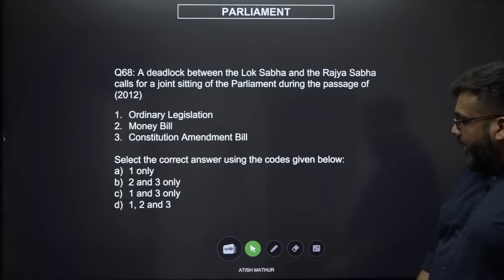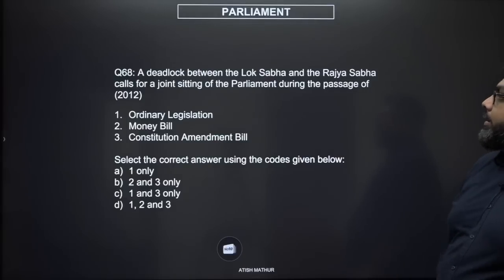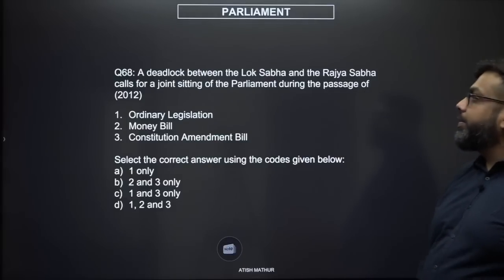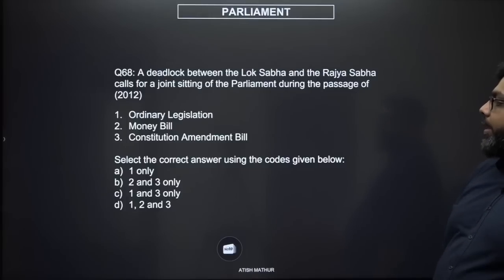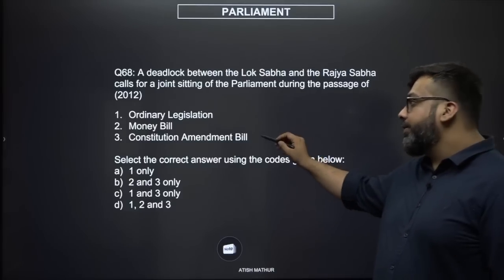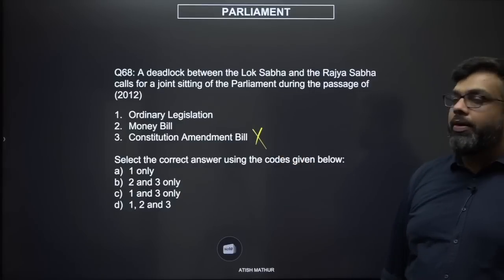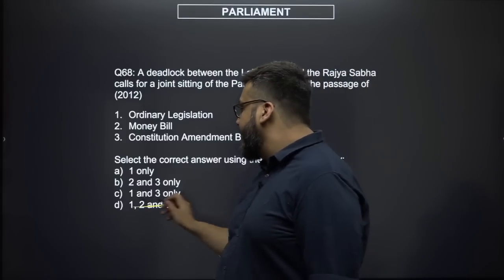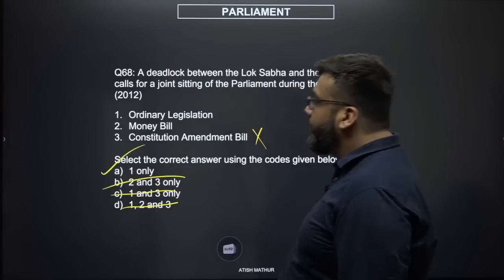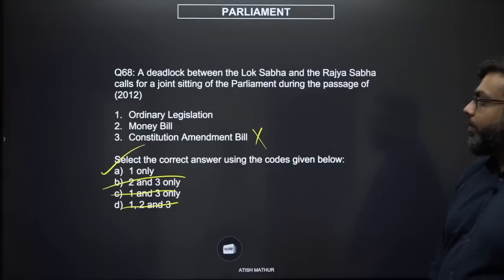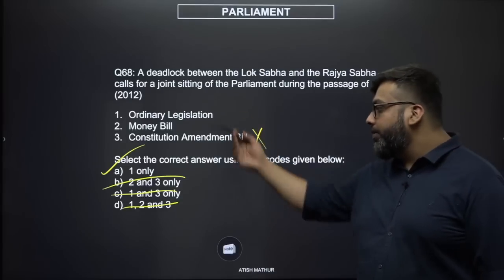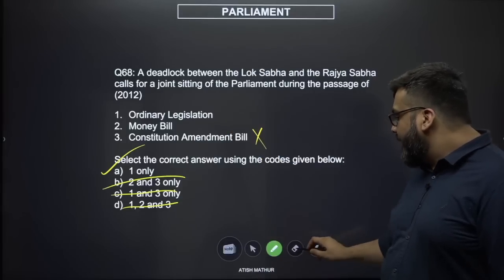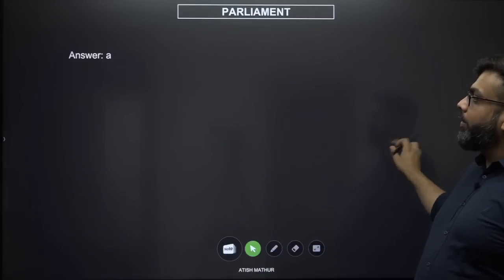Yep. A deadlock between the Lok Sabha and the Rajya Sabha calls for a joint sitting of the Parliament during the passage of. Where can then be a joint sitting? An ordinary bill, money bill, a constitutional amendment bill. 1, 2 and 3, 1 and 3, 1, 2 and 3. We know you can't have a joint sitting for a constitutional amendment, because if that is the case, then one house will overpower the other. Any option which has 3 in it gets automatically eliminated. You can only have a joint sitting for what is called an ordinary legislation, and for the money bill also you can't, because you don't have equal powers. The answer is A, 1 only.